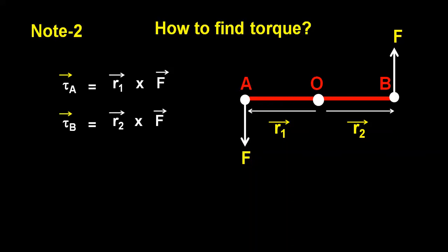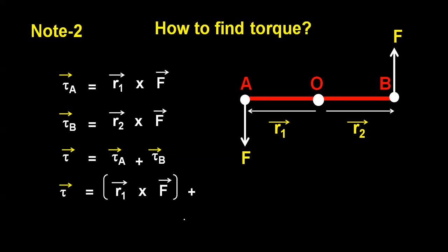Likewise, torque due to the force acting at the point B will be equal to R2 vector cross F vector. To find the total torque, we have to vectorially add these two torques offered by the two individual forces. Thus, torque acting on the body due to the couple is obtained by vectorial addition of tau sub A vector plus tau sub B vector. That is, tau vector is equal to, substituting the expressions of tau A and tau B, R1 vector cross F vector plus R2 vector cross F vector. So this is how we find the torque acting on a body due to a couple.